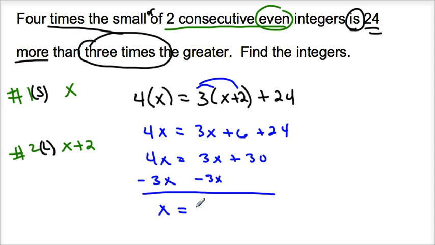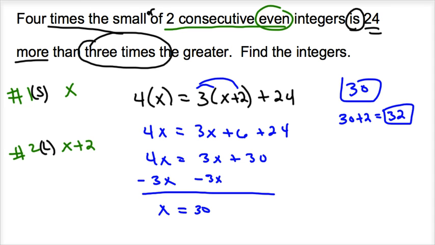And we see here that x equals 30. So my two numbers are 30 and then 30 plus 2 and get 32. So x equals 30, x equals 32. Let's take a look at another example like that one.